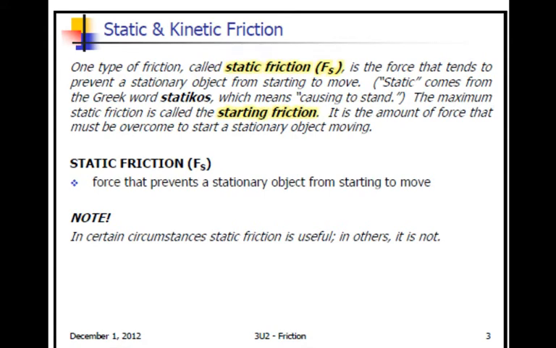One of the types of friction we have is called static friction. It's the force that tends to prevent a stationary object from starting to move. Another way we refer to it is as the starting friction. So you have to actually overcome the static friction in order to get an object to start to move. And then it actually has less friction. It has a different type of friction, which we'll get into soon, which will be less than what its starting friction was, or its static friction.